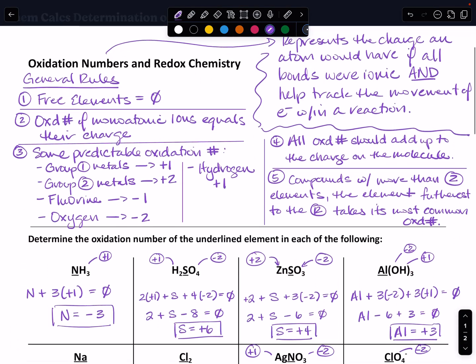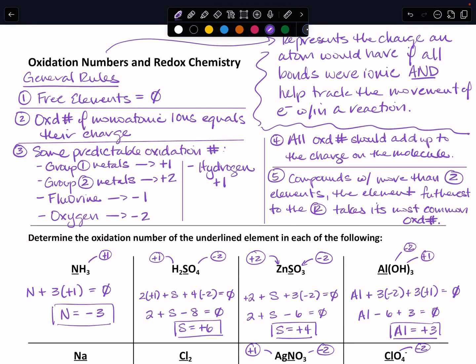So make sure that you remember your general rules, that the free elements are going to have an oxidation number of 0. If you have a monoatomic ion, it takes on its charge. There are predictable oxidation numbers for some elements. Group 1 metals tend to be +1, group 2 metals tend to be +2. I would also throw aluminum in there. It tends to be +3 when it forms compounds, as does zinc at +2 and silver at +1. Fluorine tends to be -1 for oxidation number, oxygen -2, and then hydrogen +1.